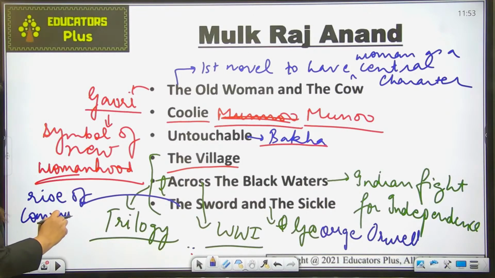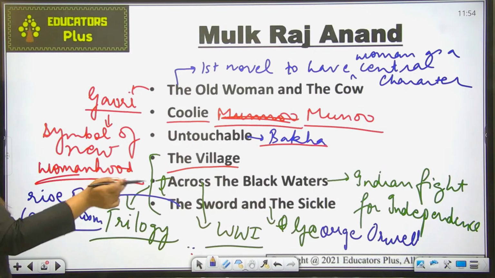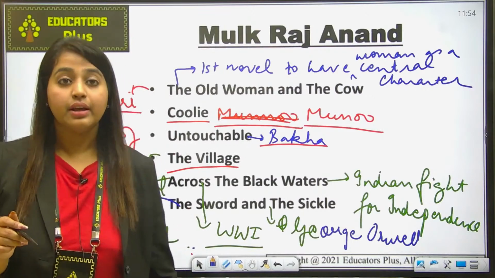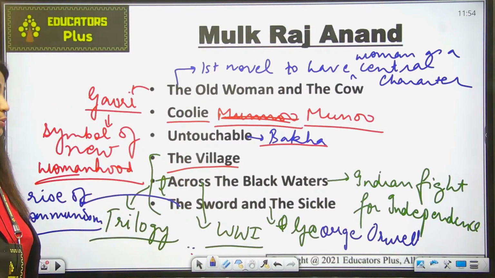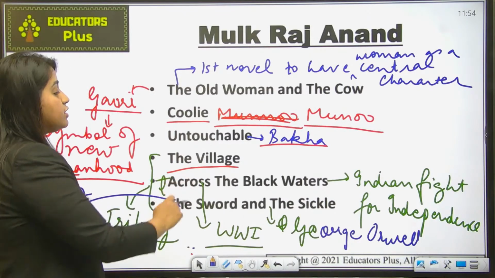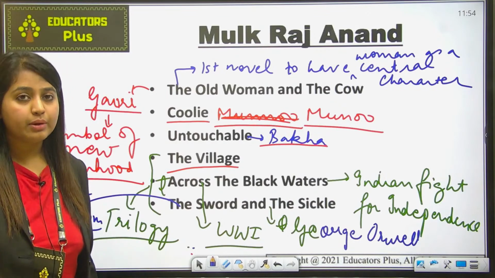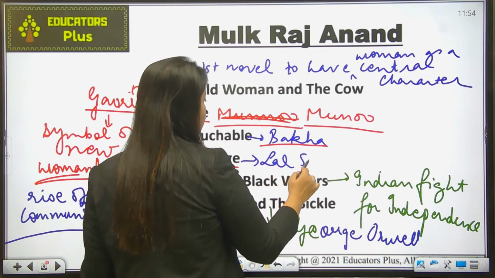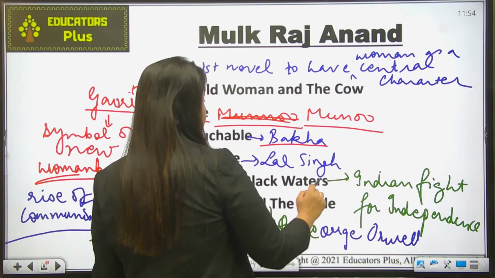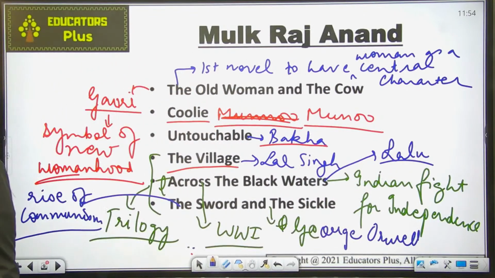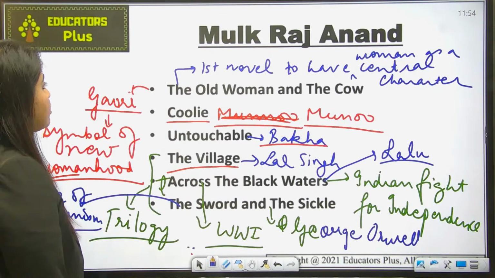So I have told you the important characters and the backdrop of the story because इससे भी बहुत ज़्यादा questions आपके आते हैं backdrop से. So that's why I have told you कि इसमें independence की बात हुई है. This is the only novel which has been set in World War I. Okay, and The Village is also the story which shows the plight of a peasant man, that is Lal Singh. Across the Black Waters में Lalu was the main character. Fine, is this clear? Any problem? So this was all about Mulkraj Anand.